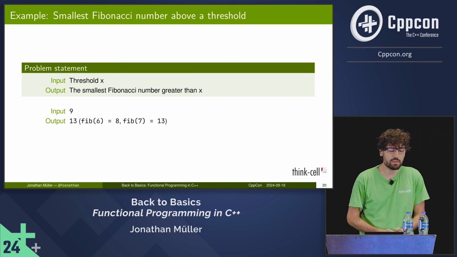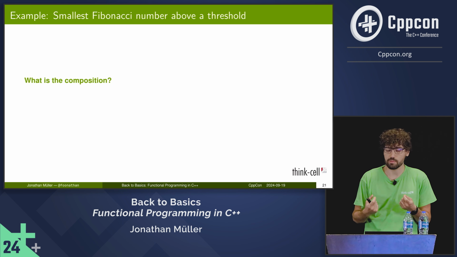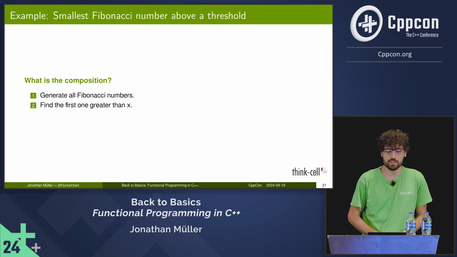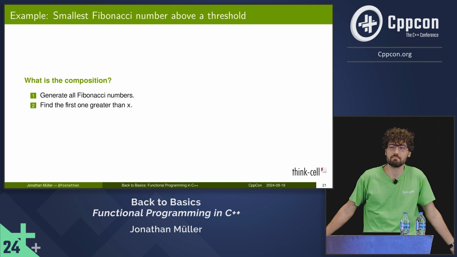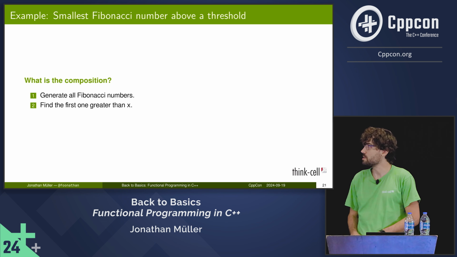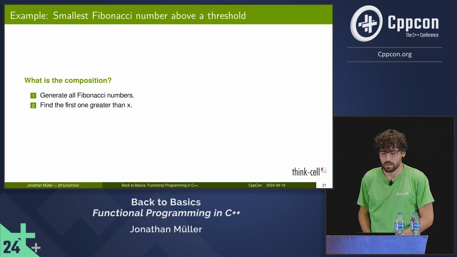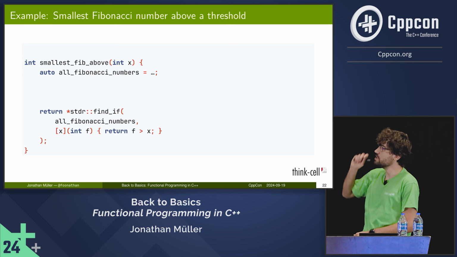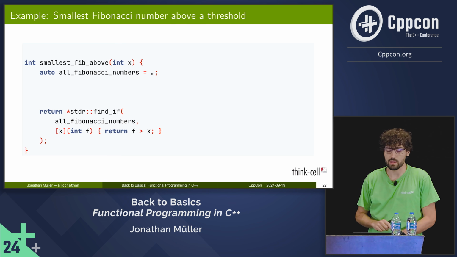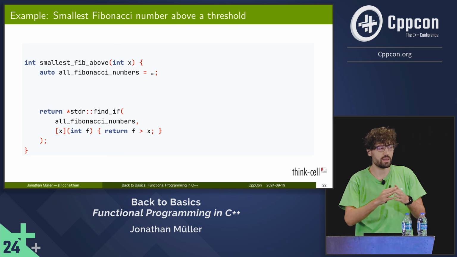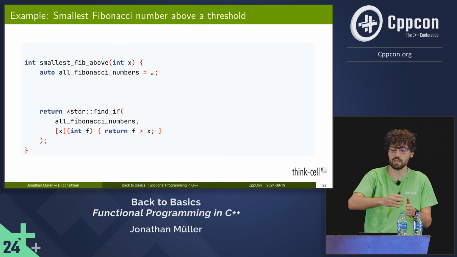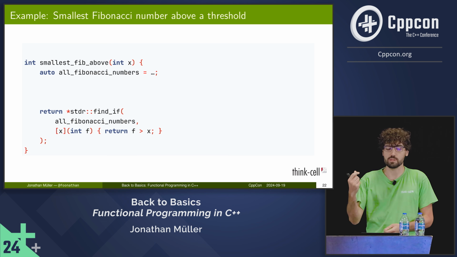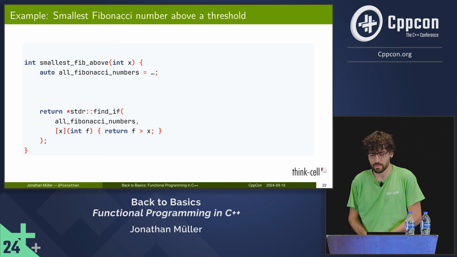I'm not going to show the imperative code again. Instead, I'm just going to think directly about what the composition is. Well, we need to do two things here. First, we need all the Fibonacci numbers. And then we find the first one that is greater than x. The second step is easy. If we have all our Fibonacci numbers, we call findIf to get the one that is bigger. And assuming we generated them in increasing order, findIf will give the first one that matches the predicate, which is by definition the smallest one greater than x.